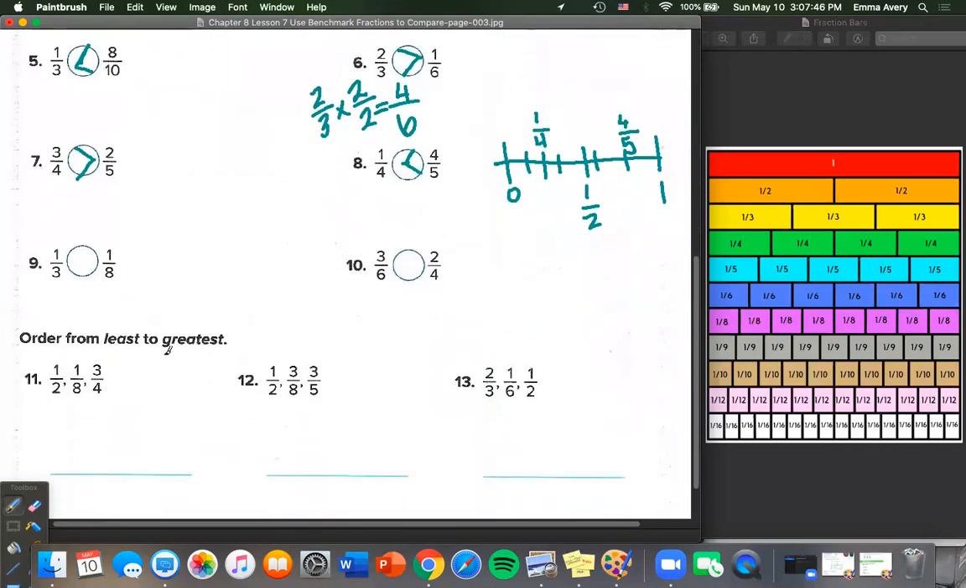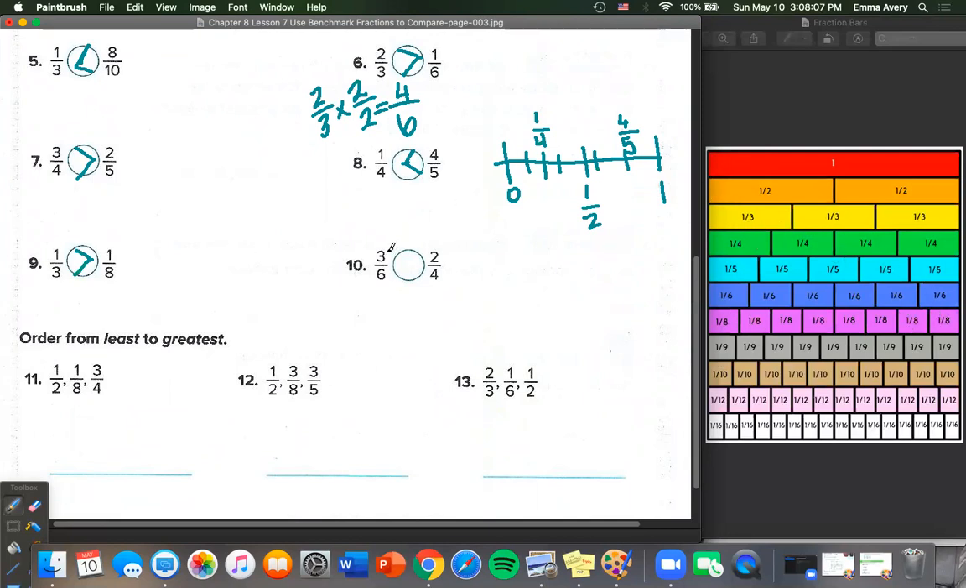Now we have 1/3 and 1/8. Well, we can use our numerator trick with this one because they have the same numerator. The one that has the bigger denominator is going to be smaller because remember, this 1/8 is cut up into a bunch more smaller pieces than 1/3.